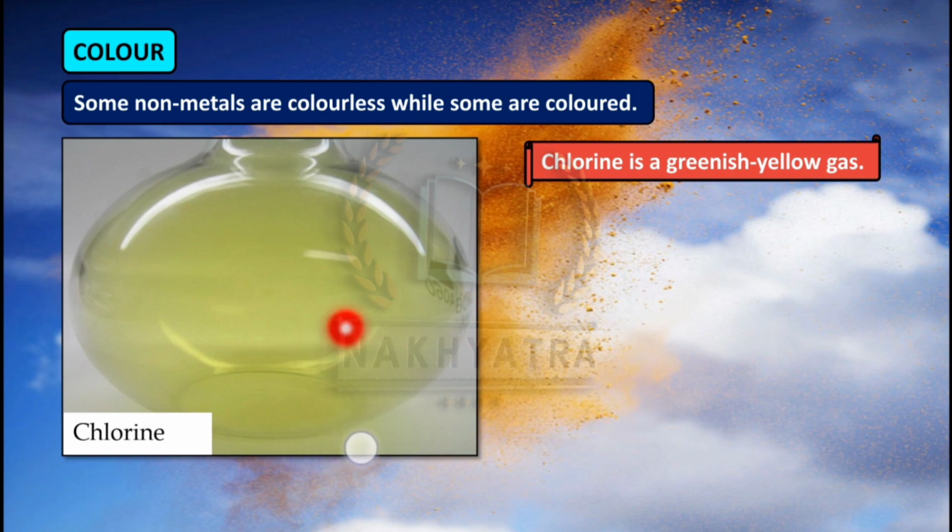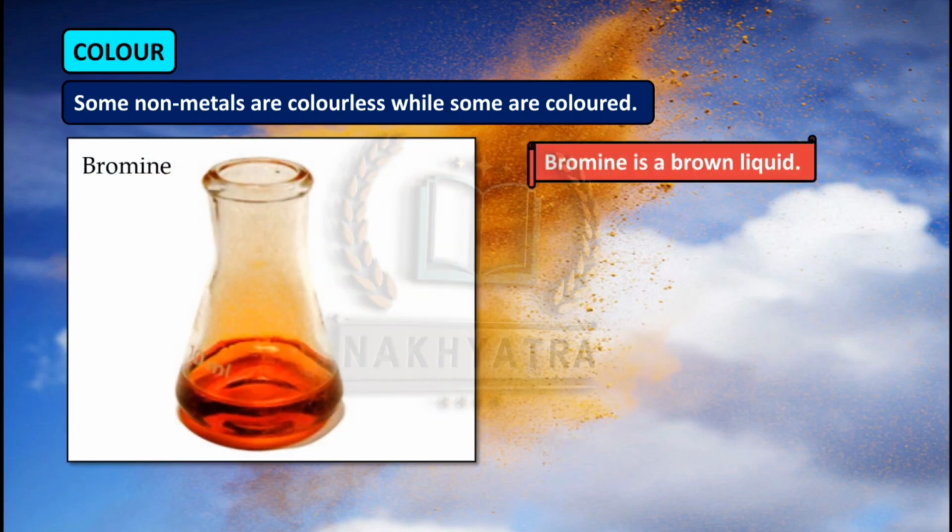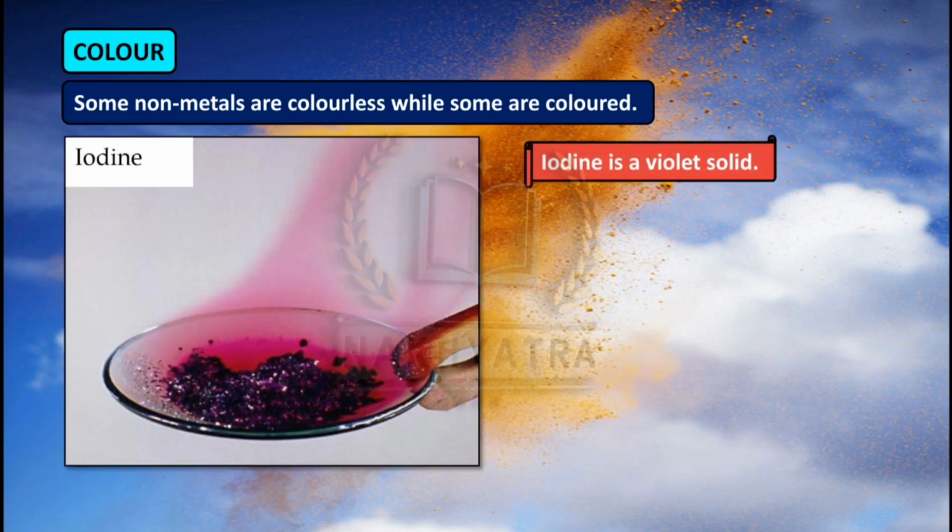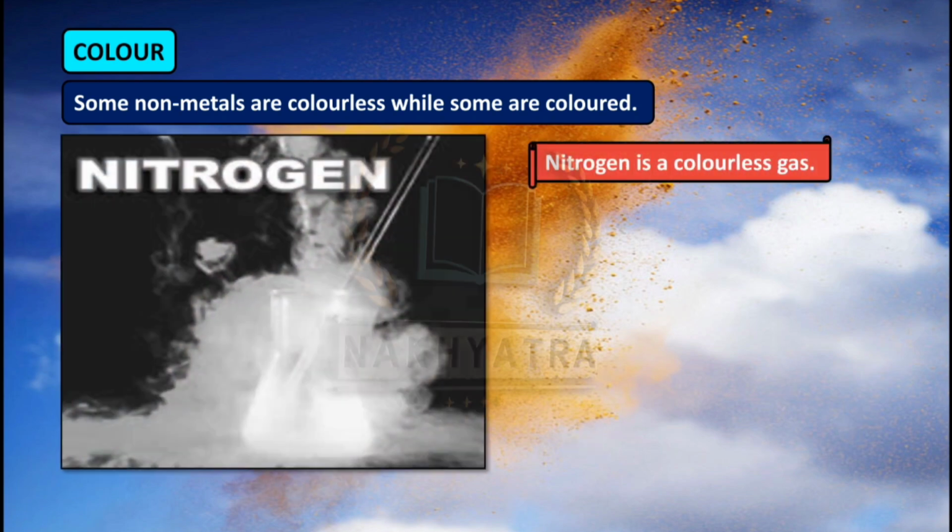As you can see, chlorine is a greenish yellow gas. Bromine appears to be a brown liquid. Iodine appears to be a violet solid. And nitrogen is a colorless gas.